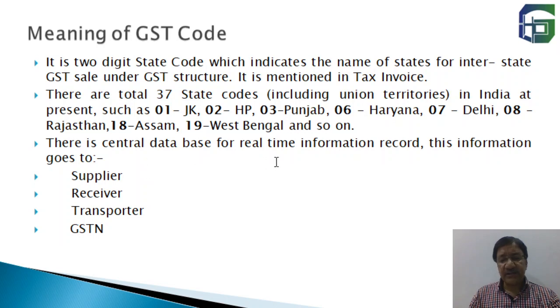So there is a central database where real-time information is recorded, and the information goes to 4 places: first to the supplier and receiver, the transporter, and GSTN. Now let us see, out of these 4, what is GSTN; we will learn in the next slide.